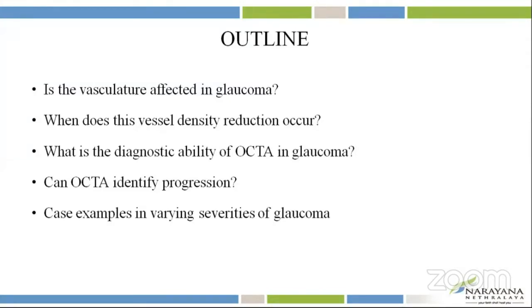So we'll be answering these questions in this talk. The first one being, is the vasculature affected in glaucoma? If so, when does the vessel density reduction occur? What is the diagnostic ability of OCTA in glaucoma? Can OCTA identify progression, and a couple of case examples in varying severities of glaucoma?